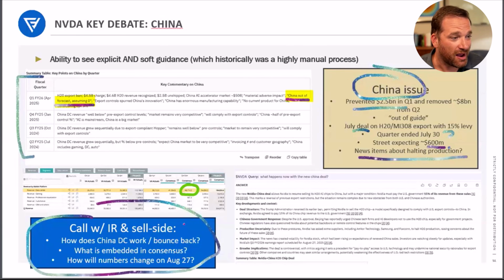And so this isn't the end point of my research, but this is probably enough for me to get on the call with an IR ahead of quiet period and say, how does this work when China data sends are bounce back? What's embedded in consensus? I can pull sell side models, Visible Alpha, to see that.